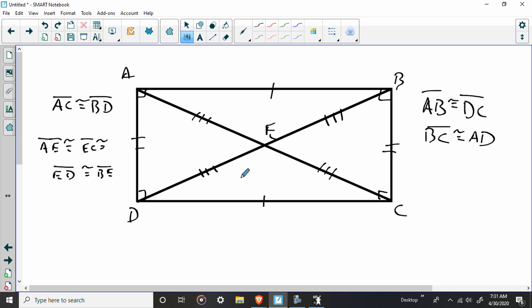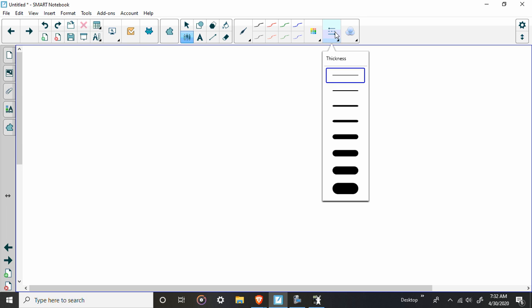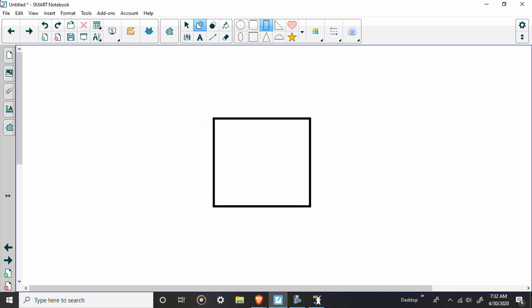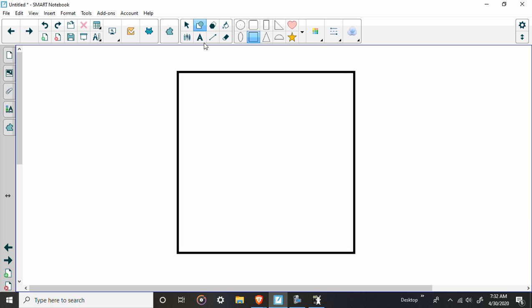Okay? And again, like I said, that's the only really extra thing we have to know about a rectangle. Everything else you already know from parallelograms, okay? So let's talk about squares. Draw a square, nice and big.